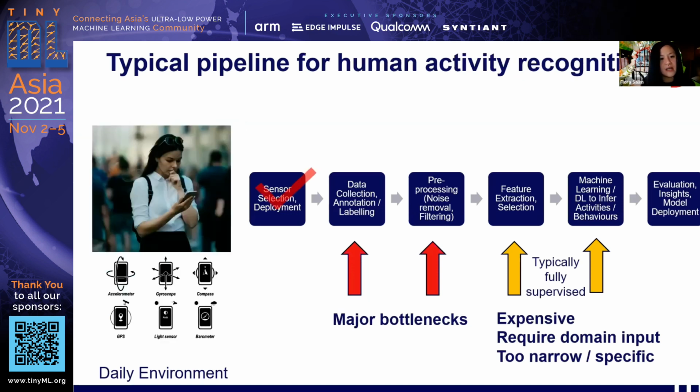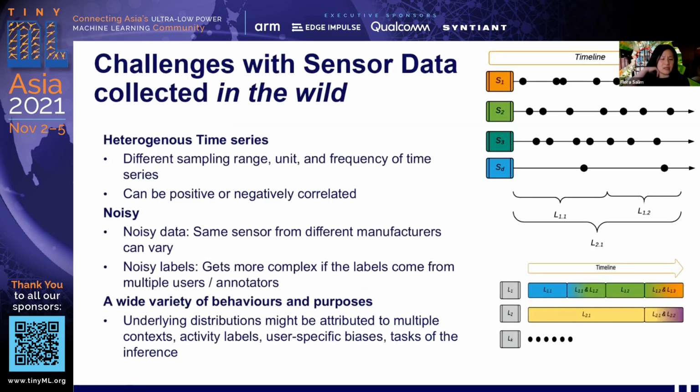Now, let's say, for example, the sensor deployments are handled. People are on their mobiles all the time. They've got so many sensors on their mobiles or wearables, and we can actually tap into it. Still, there are major bottlenecks in data collection and annotation labeling. Now, how do we actually handle that?